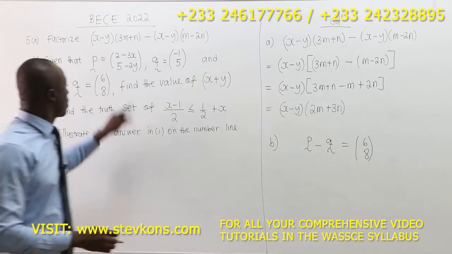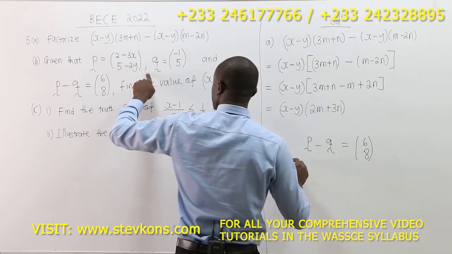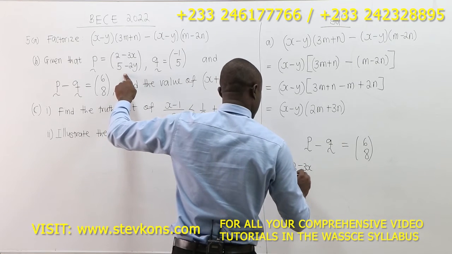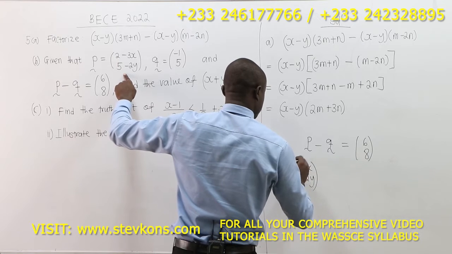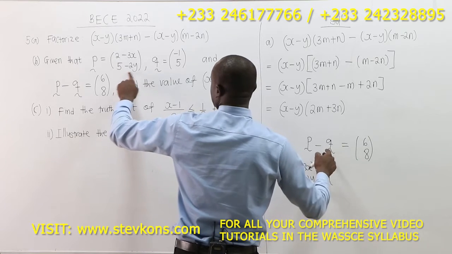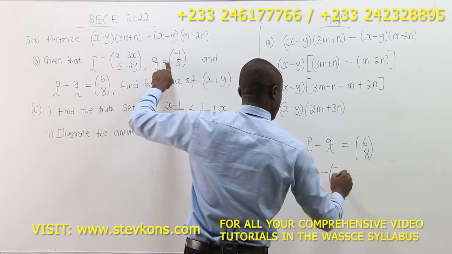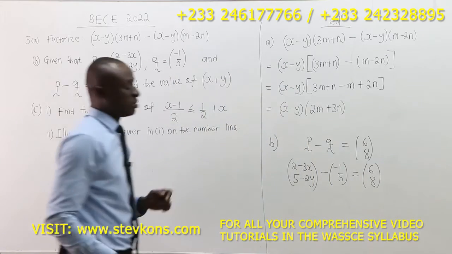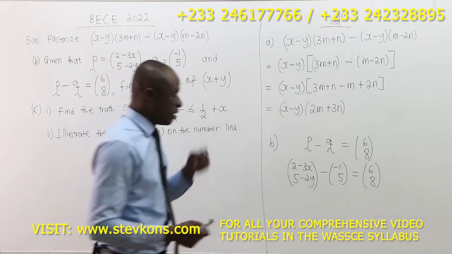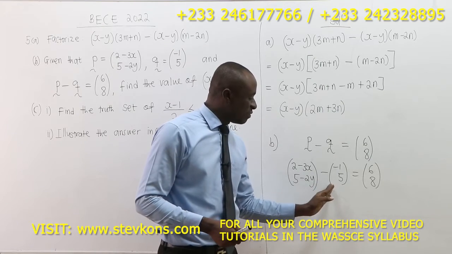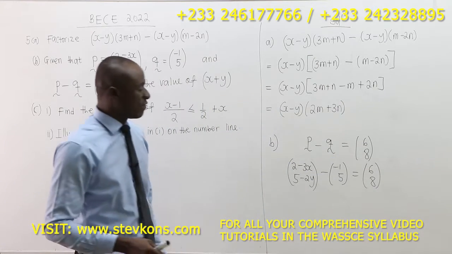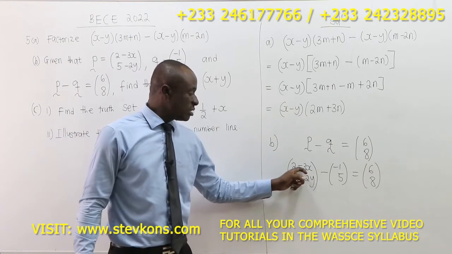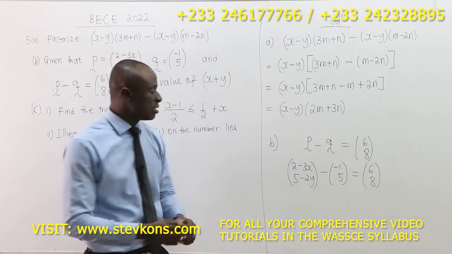Now, what is vector P? Vector P is (2 minus 3x, 5 minus 2y), minus vector Q. What is vector Q? Negative 1, 5. This is equal to (6, 8). Now, if we like, we can take this negative to this side and then apply equal vectors, or probably we can compute this minus this minus that. But then let's take this to the other side.